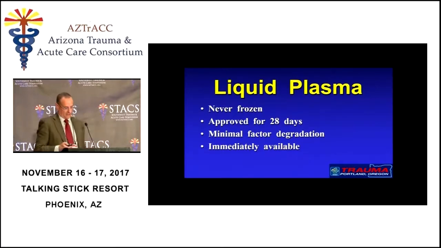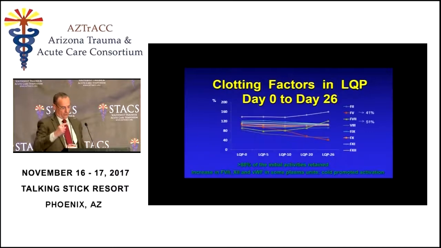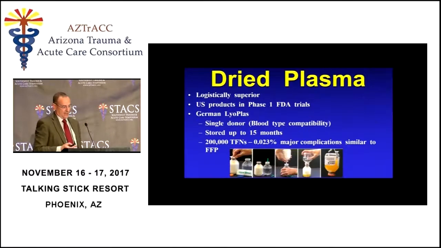There's minimal factor degradation. It's immediately available. Now all the plasma in your hospital is immediately available. That's what you want. Well, you really want the whole blood, but I'll get to that. Same things degrade, factors 5 and 8. And again, 1 day versus 26-day hemostatic capacity of liquid plasma is the same. If you don't have liquid plasma, you should be banging on the door of your blood bank asking for it. Now, the next thing that we're going to have is dried plasma.